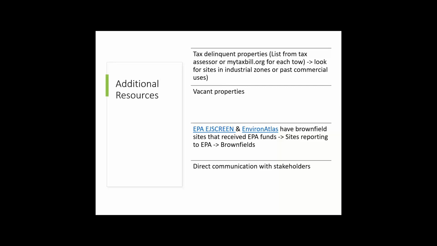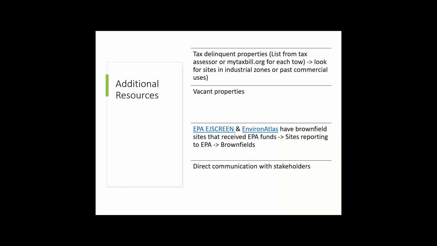Some additional resources on how to find more properties: tax delinquent properties could be an indicator for a brownfield site. You can ask the tax assessors for a list of sites that are tax delinquent and focus only on the industrial or commercial properties. They will need more investigation, but it could be a list where you can start from. Vacant properties: if the town has a list of vacant properties, you can also take a look at those to start identifying which sites are brownfields.